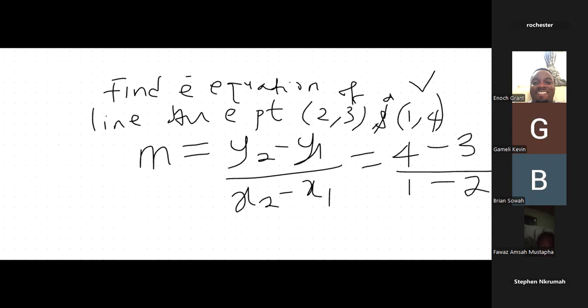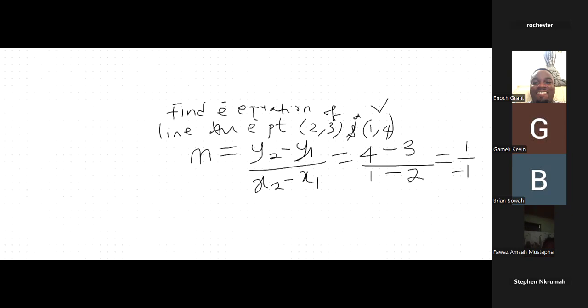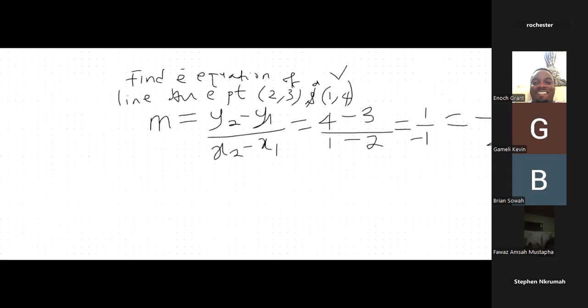So let's calculate and see what we're going to get. 4 minus 3 is 1, all over 1 minus 2, which is minus 1. And then 1 over minus 1 is equal to minus 1. Good. So this is our m. Our m is equal to minus 1. We are almost halfway through our question.